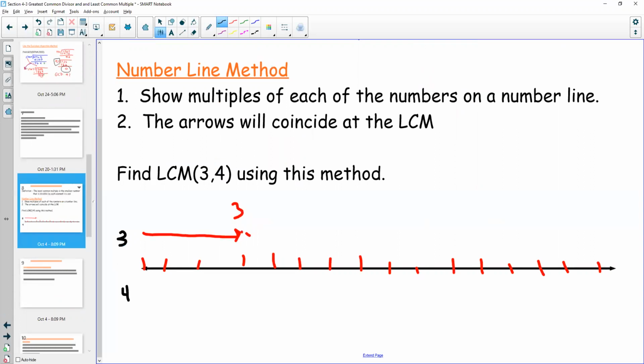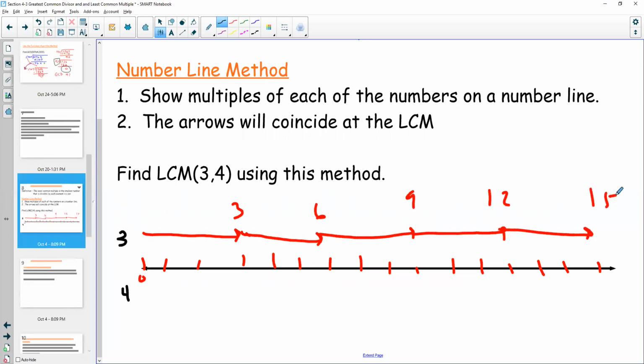3, 4, 5, 6, 7, 8, 9, 10, 11, 12, 13, 14, 15. All right, so I did 3s. Okay, I'm going to use my arrows. And then I'm going to do 4. That's 4. That's 8. That's 12.